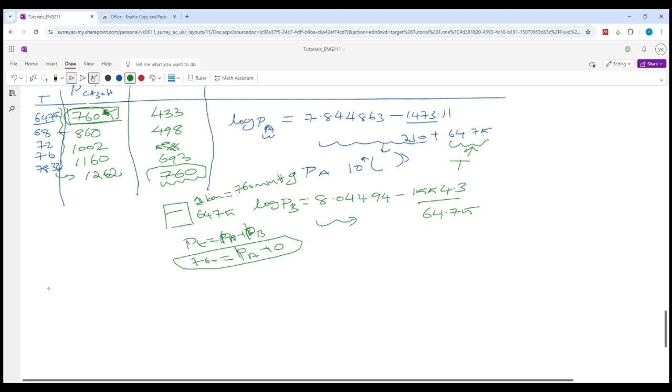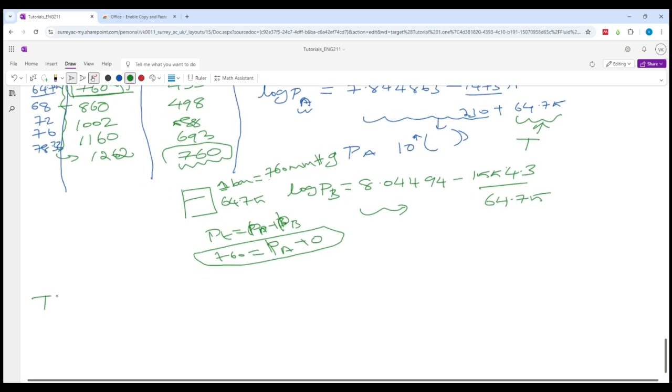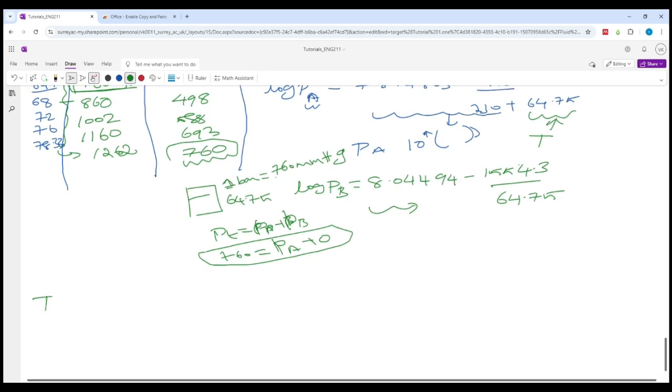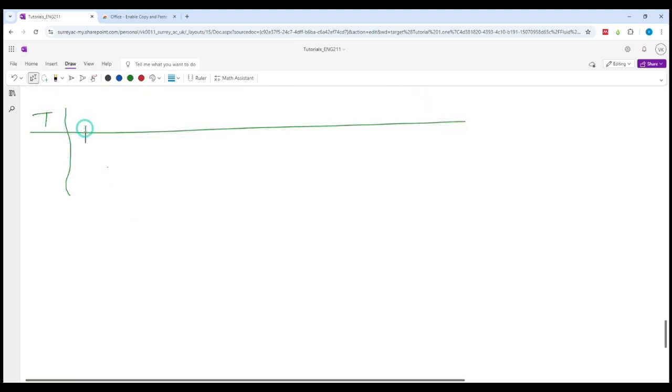So let's try to solve the problem. I already said how to obtain some of these values. Let's begin with the temperature. Let's create another table. Let's begin with temperature. What do we have here?